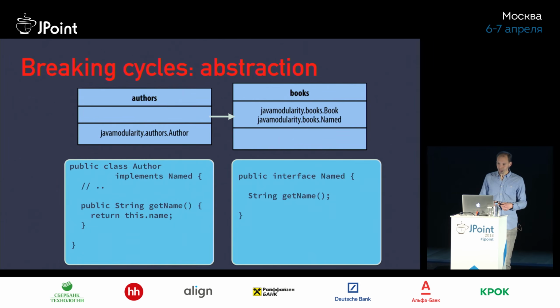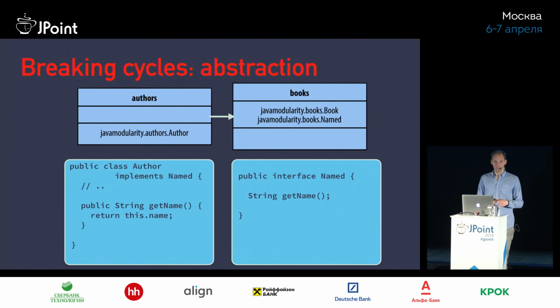And there's the named interface, just defining the simple getName method, which now lives in the books module, but we could also create a separate API module, of course, containing the named interface if we expect there to be multiple implementations. And a nice side effect is that in this case, author doesn't even need to be exported anymore, because we don't compile against it anymore from the book side of things.